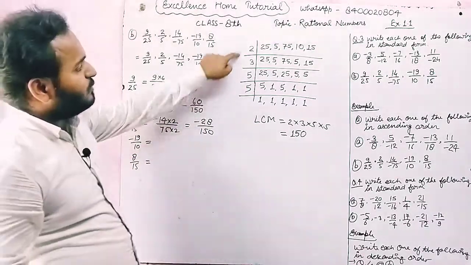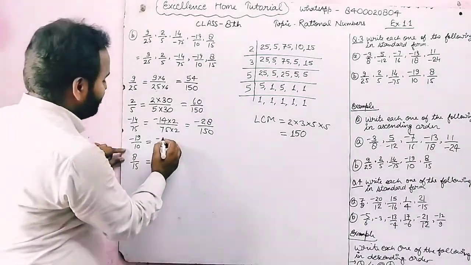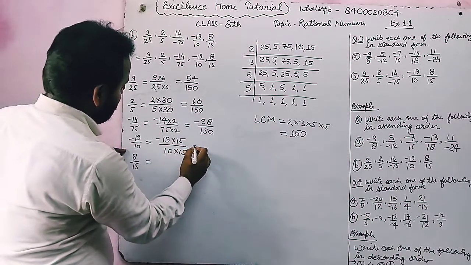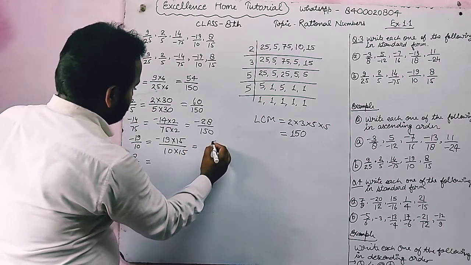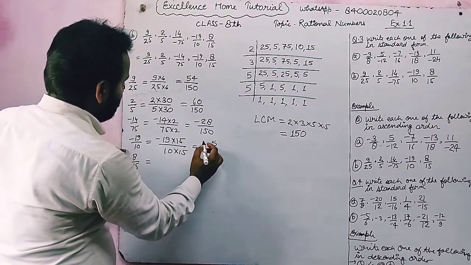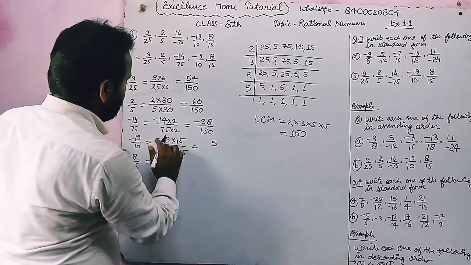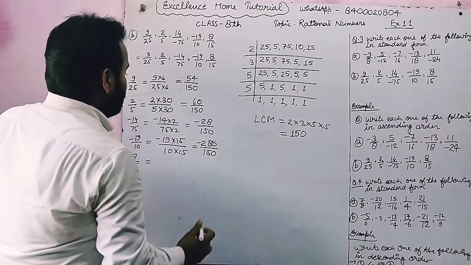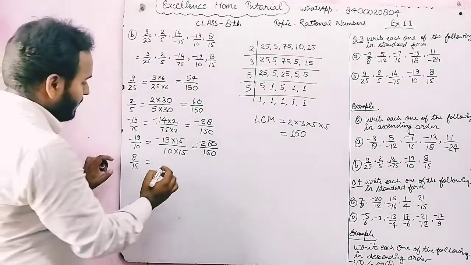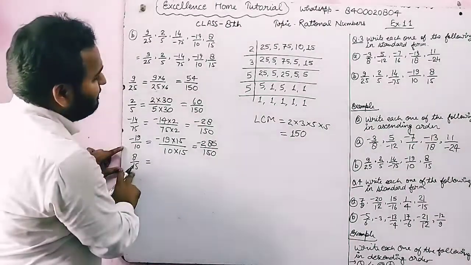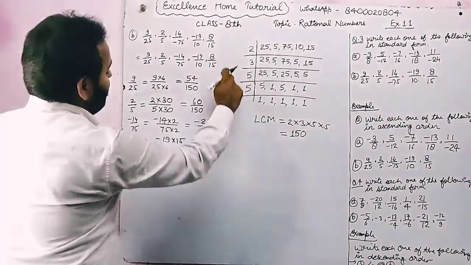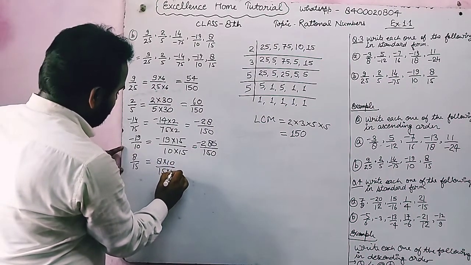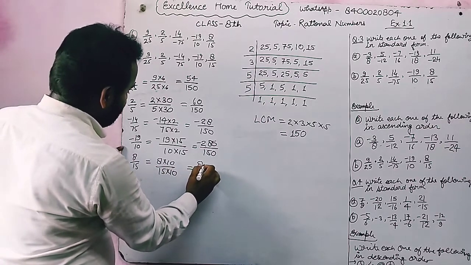10 in this, 5 2 are 10, remaining is 15. So we have to multiply this by 15, numerator and denominator. That is, after this is 15 and we remove 15, remaining is 10. So we have to multiply this by 10 to make the denominator equal to 150. This is 80 by 150.